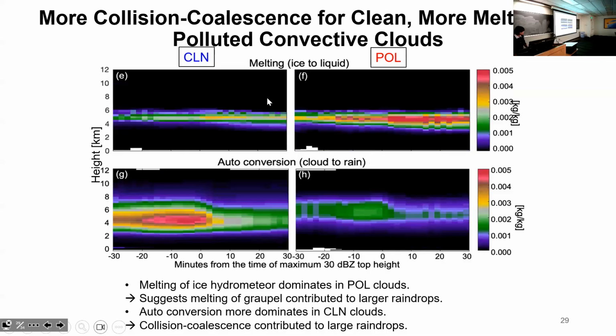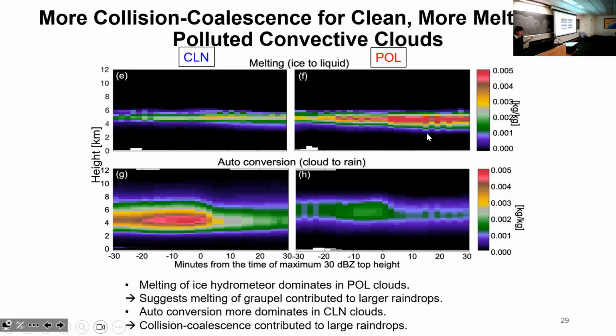These are the melting rate on the top and the autoconversion, cloud to rain conversion rate, on the bottom. The polluted case has more melting rate in the later stage. This suggests that graupel particles more melted and contributed to the large raindrops in the lower atmosphere.